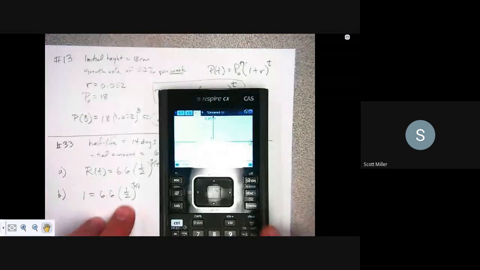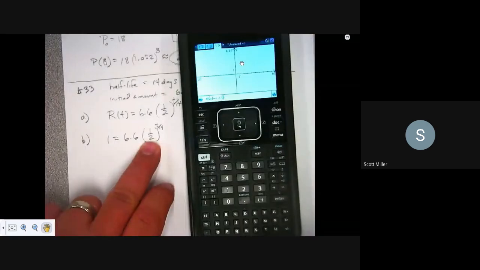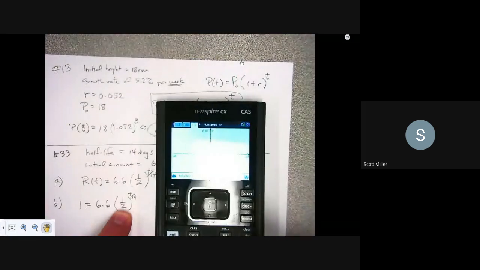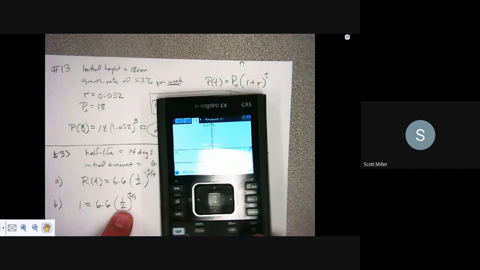I'll show you after I'm done. You can do 0.5 instead of 1/2. It makes it a little bit easier in the calculator. So I'll put 0.5, close the parenthesis, and then raise it up to, and this one has to be a fraction. It'll be X instead of T because I'm graphing it on my calculator. And then 14. So I think I put a 5 in there.